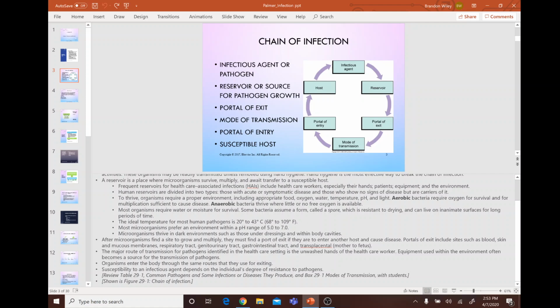So what are some examples of portals of exit? Blood, skin and mucous membranes, respiratory tract, genitourinary tract, gastrointestinal tract, and transplacental, so like mother to fetus. What is the major route of transmission for pathogens identified in the healthcare setting? Unwashed hands of healthcare workers.